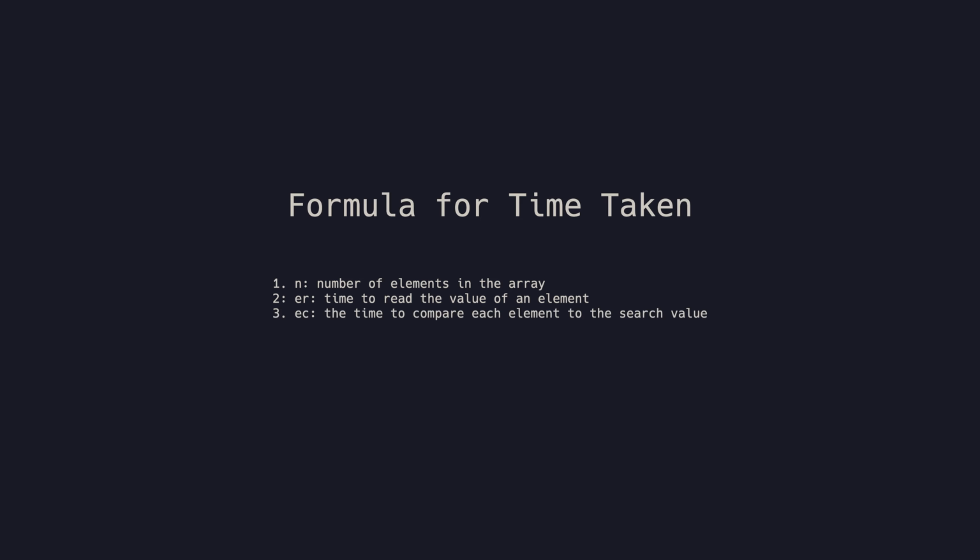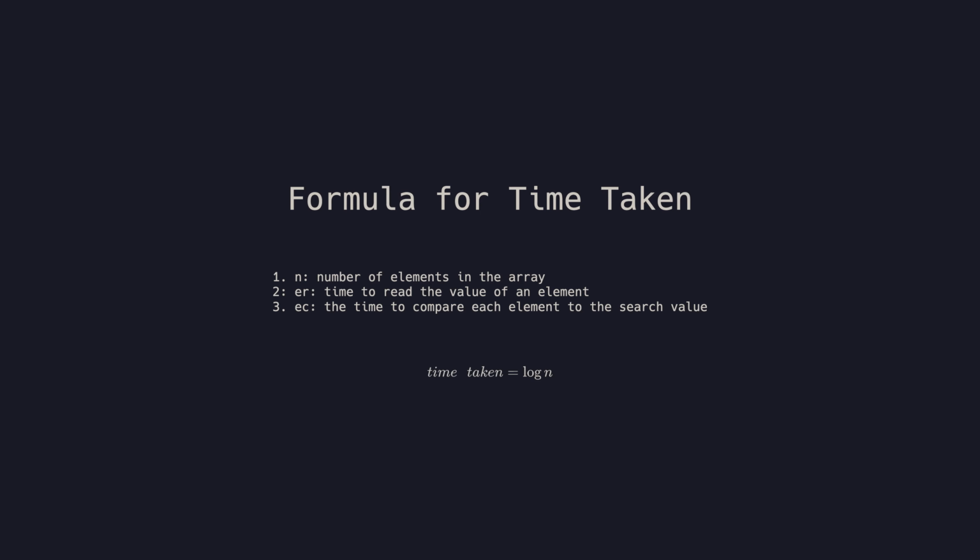In order to calculate the time taken by our algorithm in the worst case, let us assume the following variables. Let n be the number of elements in the array, ER be the time taken to read the value of an element, and EC be the time taken to compare the value of an element to another value. Since each comparison divides the search space into half, the maximum number of comparisons needed is log n. The time taken in that case would be log n multiplied by a sum of the time taken to read the value of an element ER and EC, the time taken to compare two values.